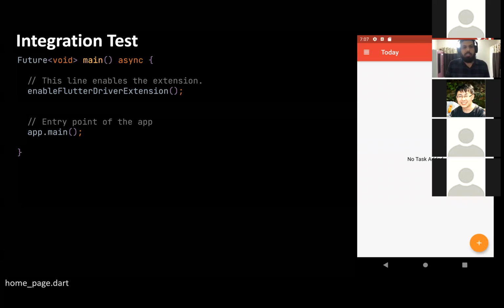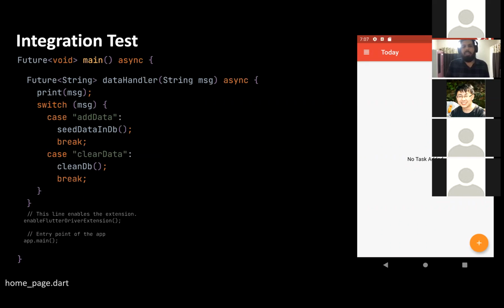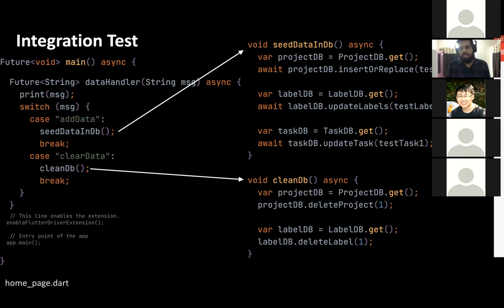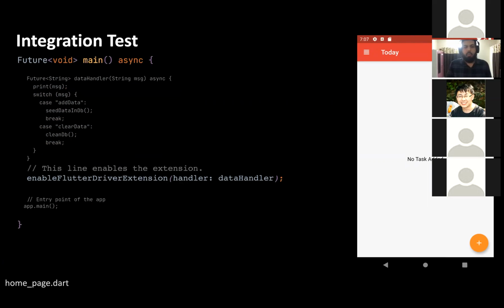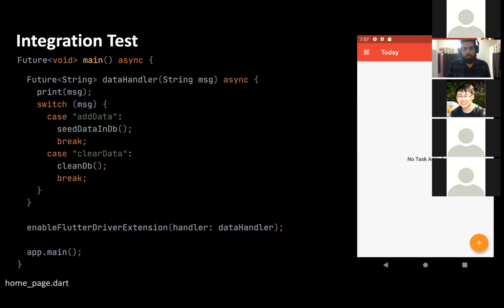What we do here is create a function called data handler, where we get an input message, and based on that key, we perform some action here in homepage.dart, where we can access the Flutter framework code. I'm using seed data in DB and clean DB. These are just functions which add your dummy data into the database and clean up the database. Now we pass that function into data handler, enable Flutter driver extension, so that you can access those handlers in the test code and communicate between them.